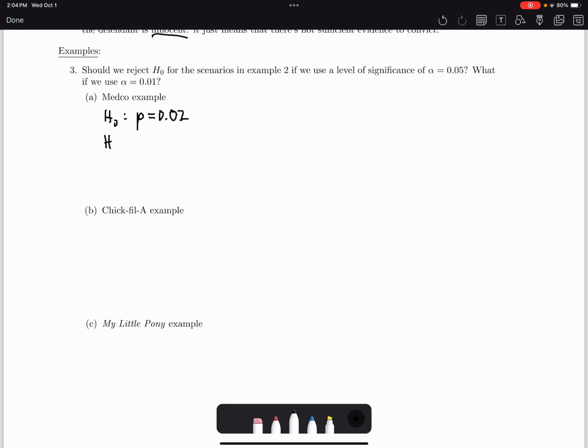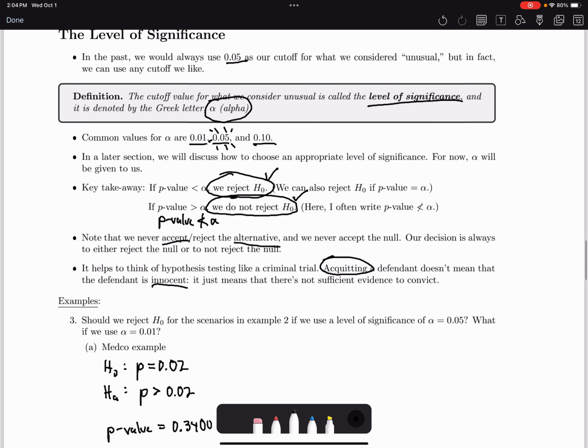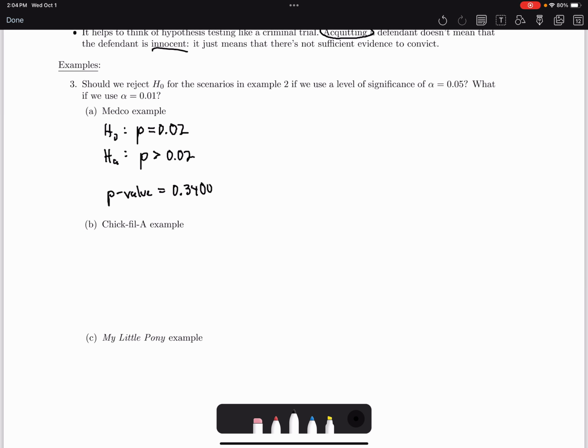The alternative hypothesis was that P was greater than 0.02. And then we went ahead and computed the p-value for that, and we got a p-value of 0.3400. I believe that's what it was. Let's double check. Yes, 0.3400. So now the question is, should we reject the null hypothesis if we use a significance level of 0.05?